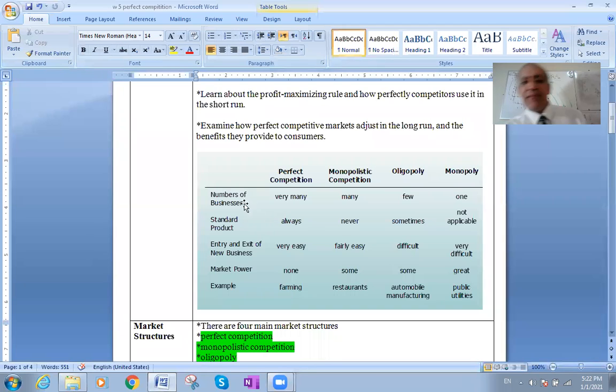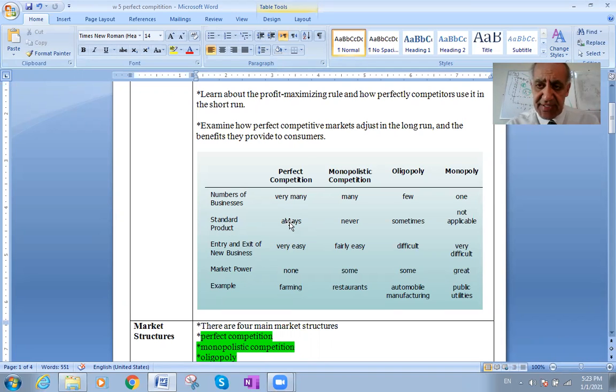We just want to say that in perfect competition, the number of business firms working in the market is so many, like, for example, farming or stores, superstores, or whatever. So this is perfect competition. The number of businesses is very many. And the product is standardized or homogeneous, like all the products are the same. All the products look the same.